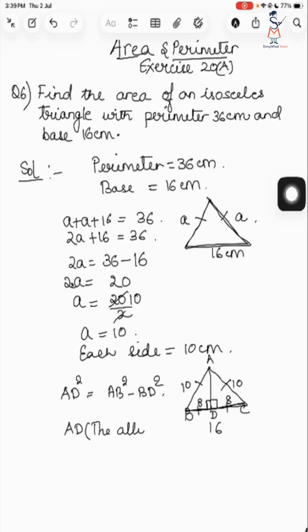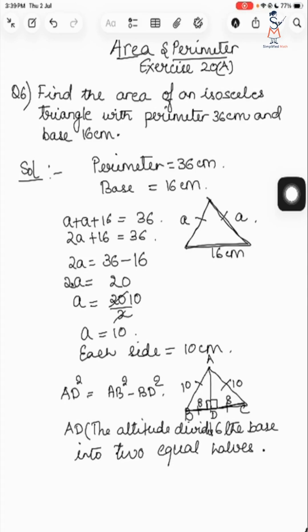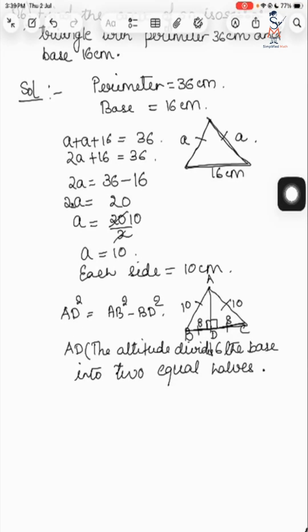divides the base into two equal halves. And this is the case for the isosceles and the equilateral triangle.